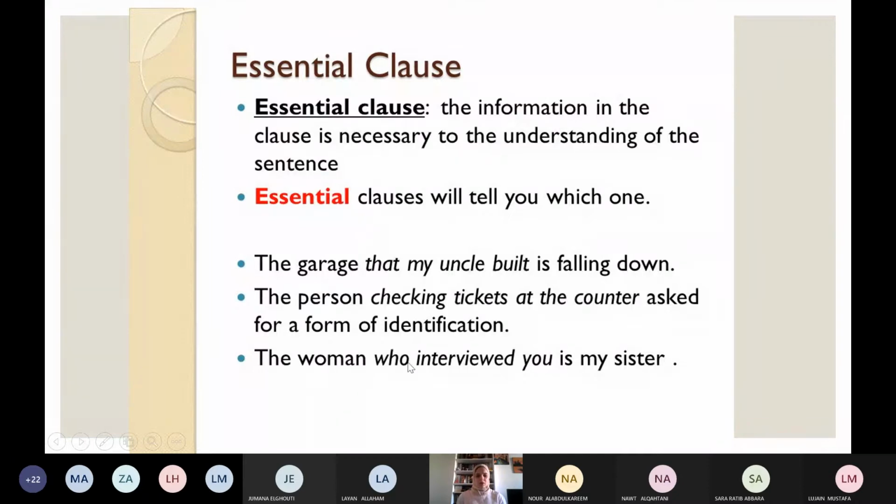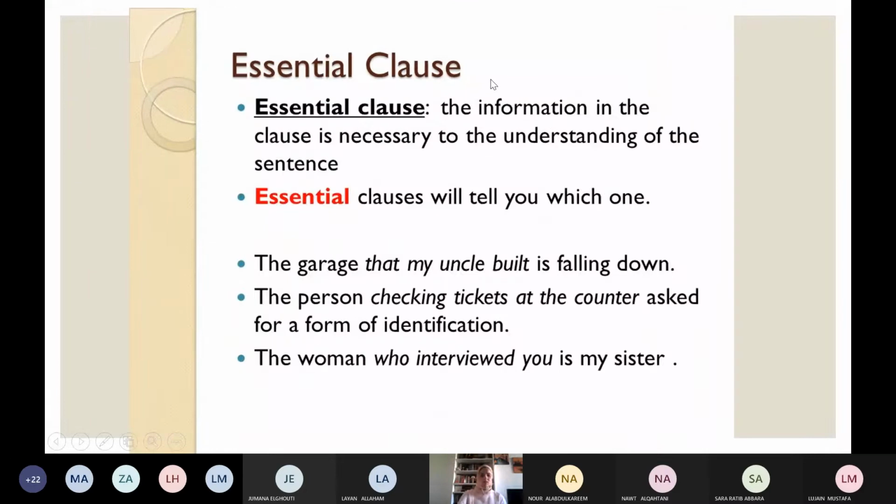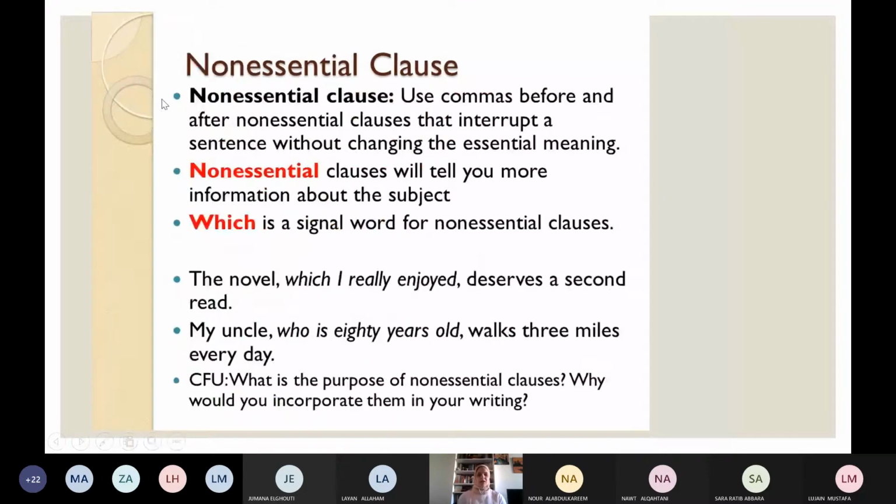"The woman who interviewed you is my sister." Here, non-essential clause. Non-essential clause will be between 2 commas. I can eliminate it. "The novel, which I really enjoyed, deserves a second read." It's not important. "The novel deserves a second read." It didn't add too many details to the novel. I still don't know which novel. "My uncle, who is 80 years old, walks 3 miles every day." It's not important to know how old he is.